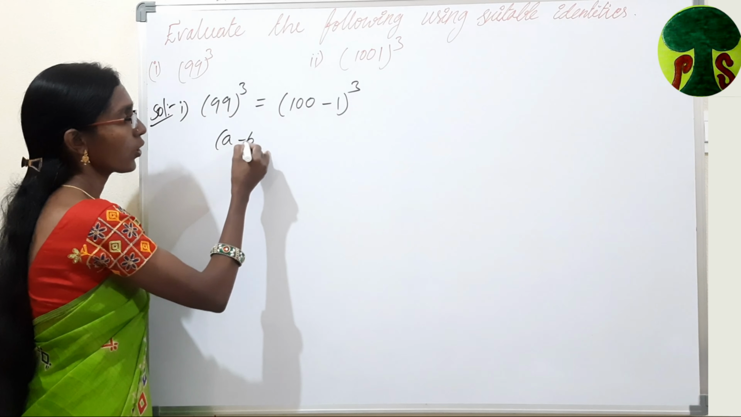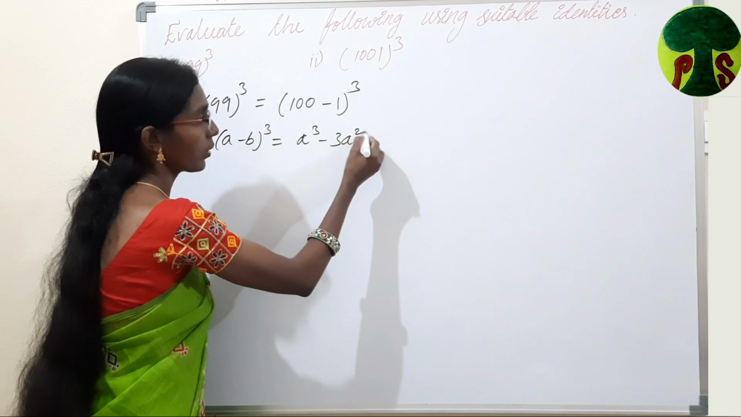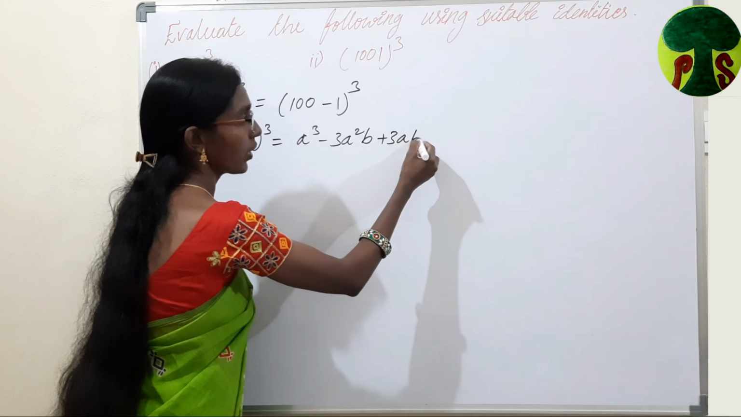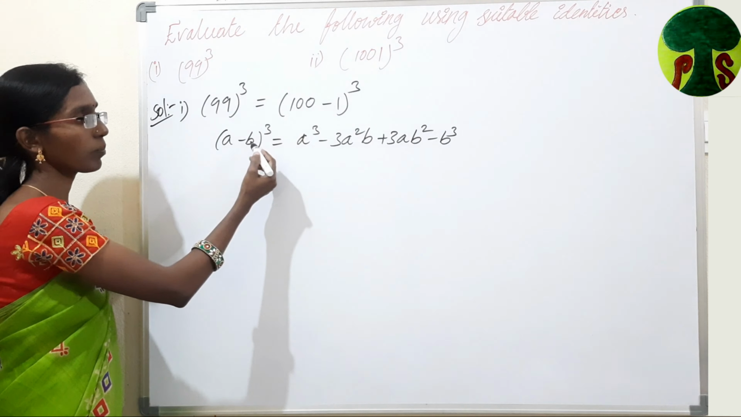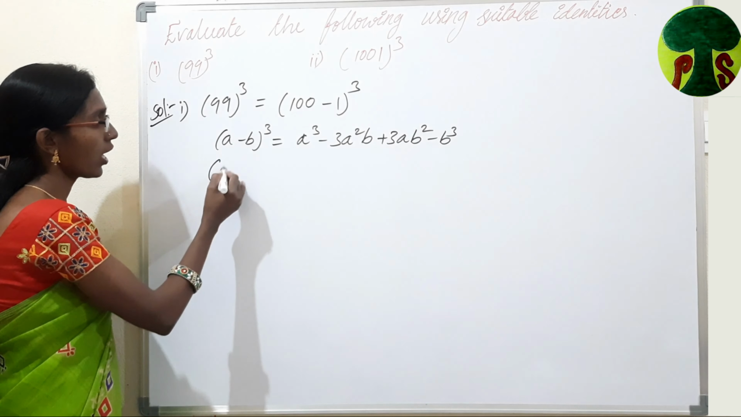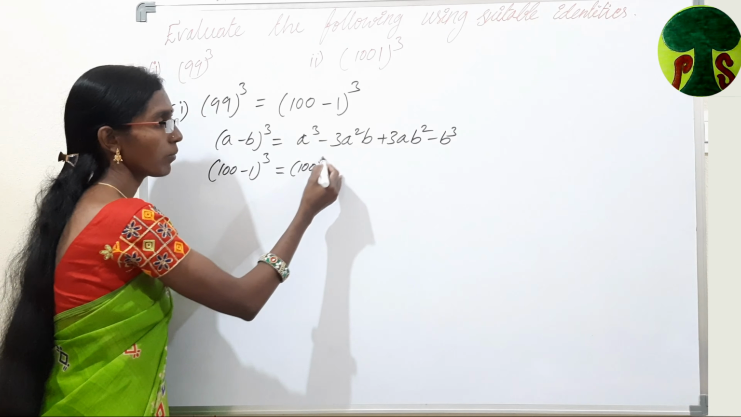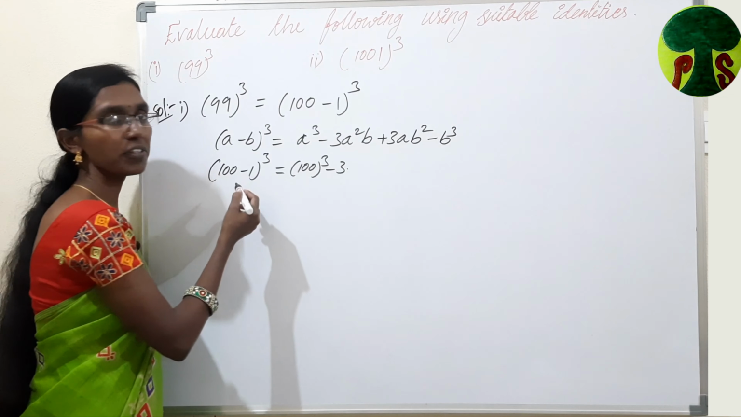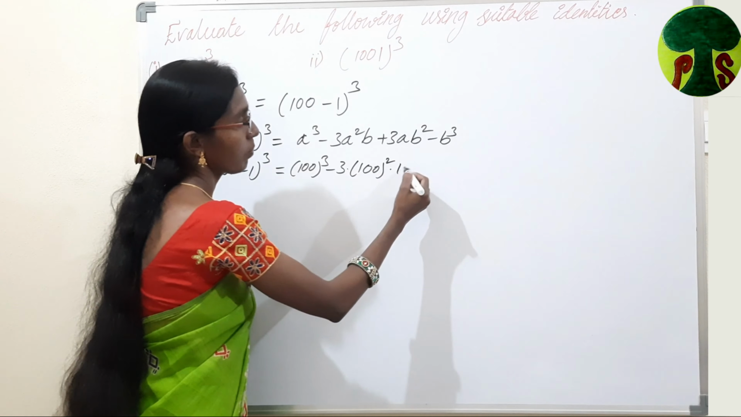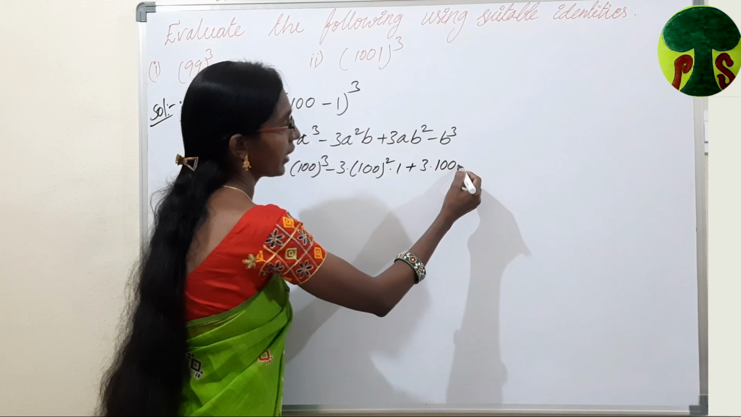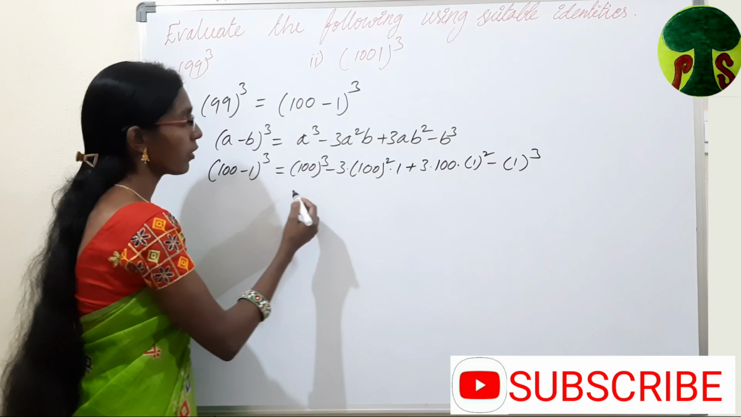(a minus b) whole cube is equal to a cube minus 3a square b plus 3ab square minus b cube. In the place of a we have 100 and in the place of b we have 1. So (100 minus 1) whole cube is equal to 100 cube minus 3 into a, that means 100 square, into b, that means 1, plus 3 into a value 100 into b value 1 whole square, minus 1 whole cube. Now we have to simplify this.